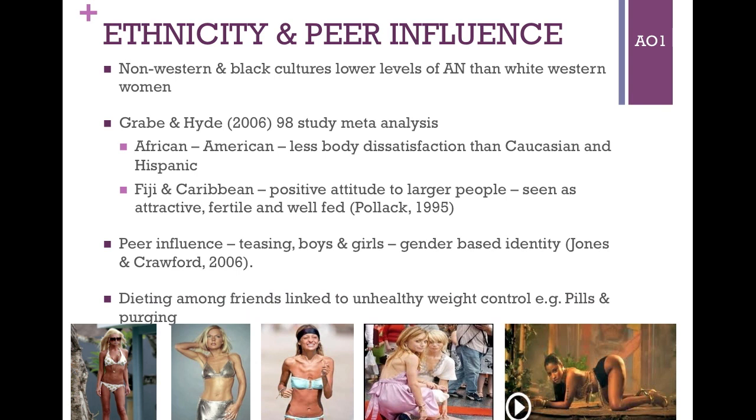And what's also been found, the role of peer influence, is that the way your friends deal with weight issues and body dissatisfaction can have an influence as well. I guess it's almost social learning. So dieting among friends can be linked to unhealthy weight control. So pills and purging behaviours might spread among different groups.